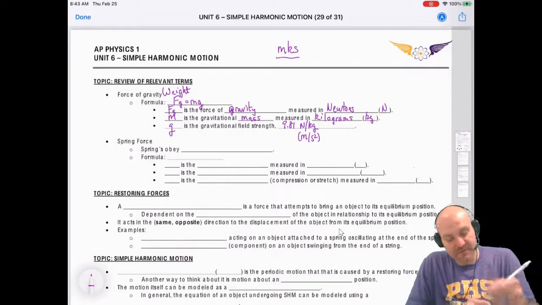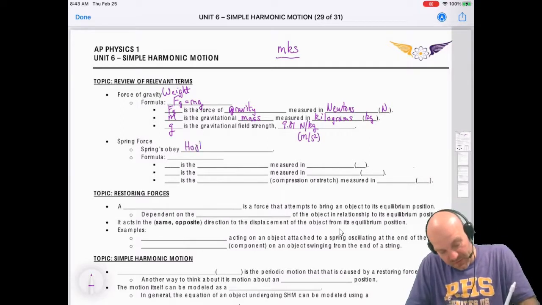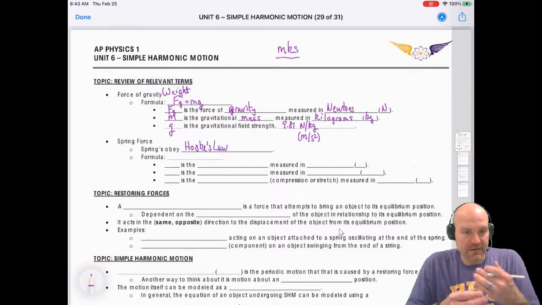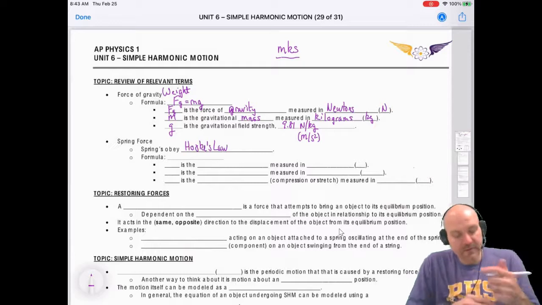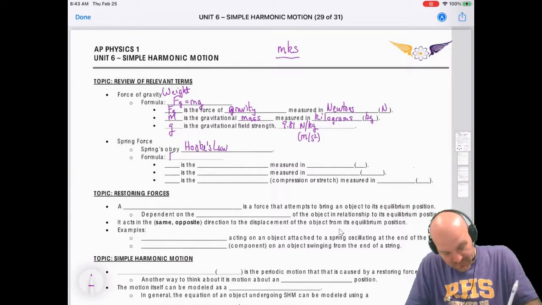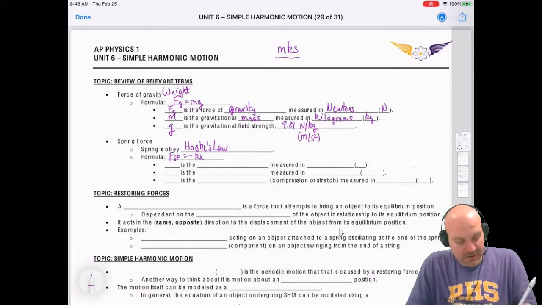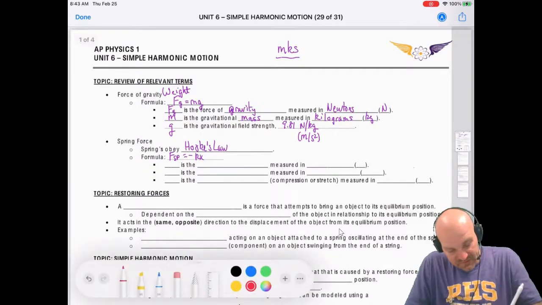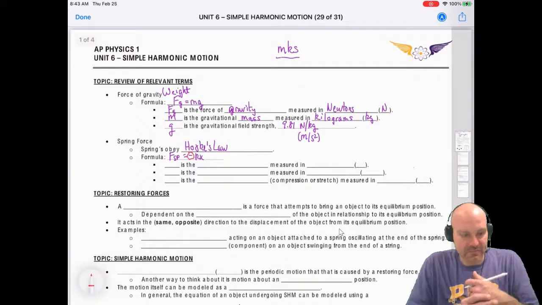All right, the other force, because we're going to look at mass spring systems, is the spring force. So remember, springs all obey something called Hooke's law. Hooke's law is really a relationship relating the force and the elongation. And so the formula is F sub sp equals negative kx. Now we're really going to talk about what this negative sign is and how it plays into everything.